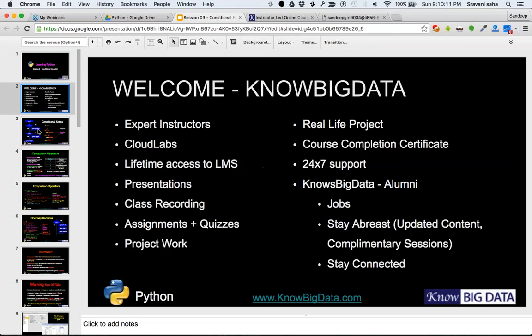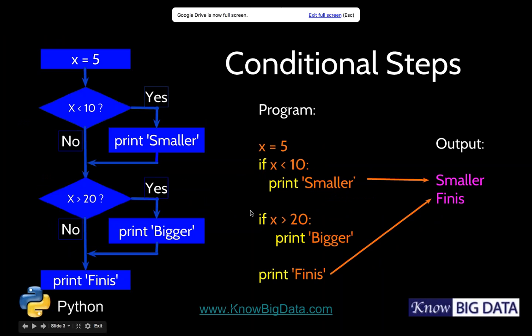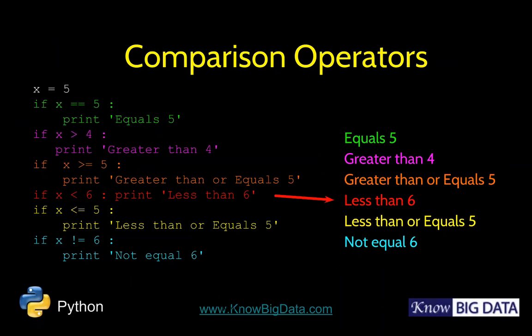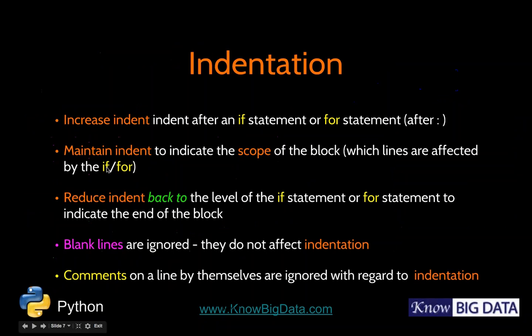Next is, all right, so this we have been successful at. The comparison operators are just like your Java or C or C++: less than, greater than, equal to, less than or equal to.